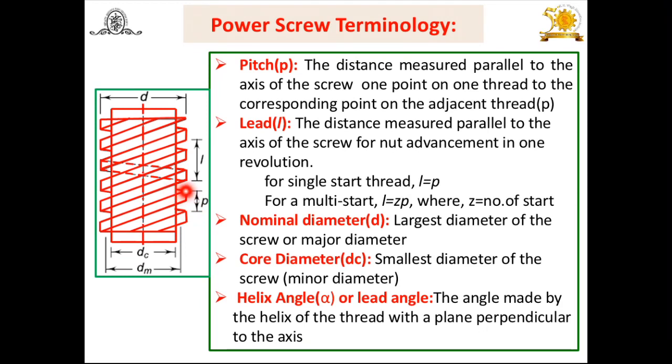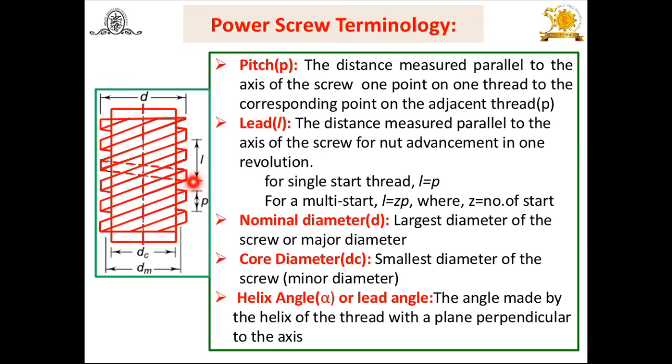Now let us consider one point on this thread and another point on the corresponding adjacent thread. So you can see this is the pitch. Pitch means the distance measured parallel to the axis of the screw from one point on a thread to the corresponding point on the adjacent thread. Then another one is the lead. What do you mean by the lead?